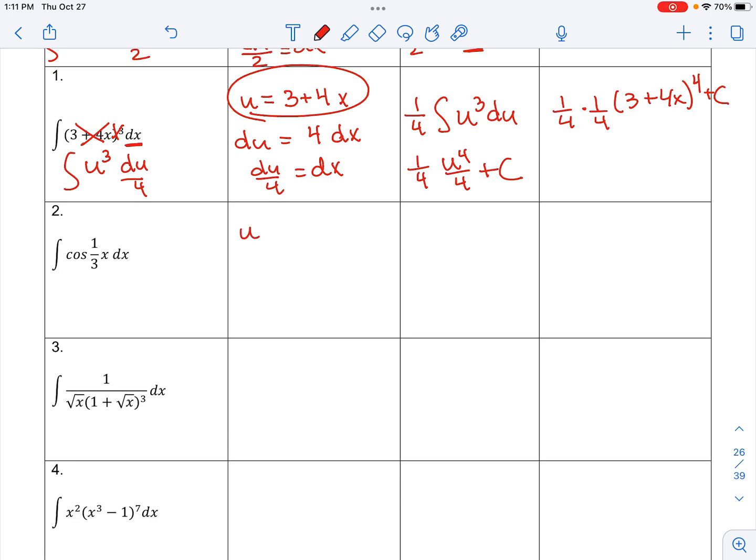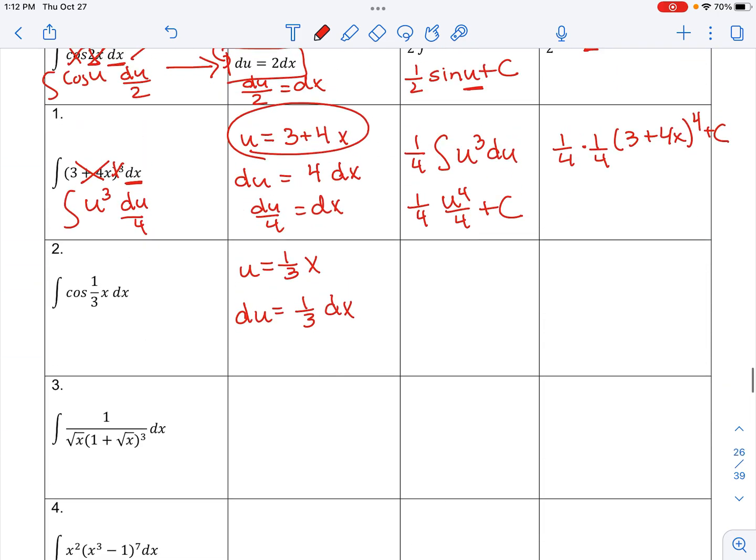Okay, next one. Inside function is 1/3 x. Du would just be 1/3, and again, the dx, we're going to move over and leave it here. So let's rewrite this. The 1/3 x becomes u. I've got cosine. Dx would really be the same as 3 times du, so I'm going to put 3 du in for dx. And I always pull numbers that are just being multiplied in the front because I can multiply it later. So there's my rewrite. Antiderivative of cosine is sine.